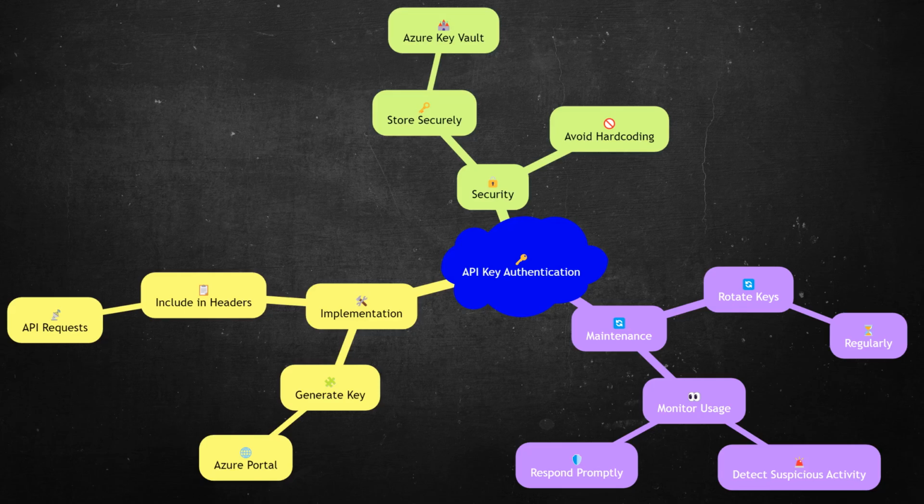To implement API key authentication, you first need to generate an API key from the Azure portal. Once you have the key, you can include it in the request headers when calling the Azure AI Service APIs. It's crucial to store the API key securely, such as in Azure Key Vault, and avoid hard-coding it in your application. Regularly rotate the keys to minimize the risk of unauthorized access. Additionally, monitor the usage of API keys to detect any suspicious activity and respond promptly.